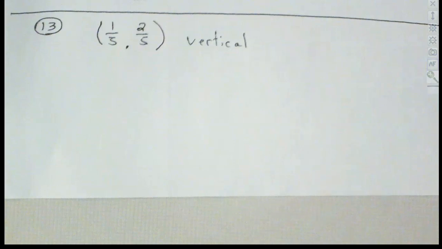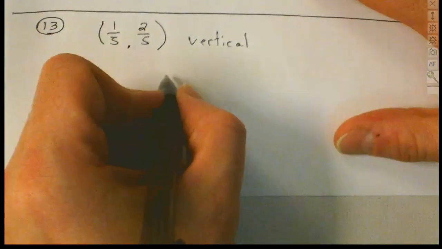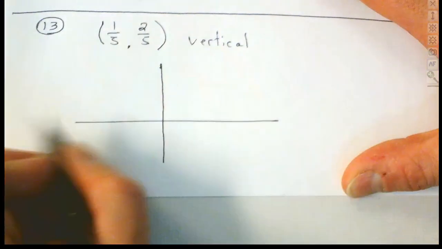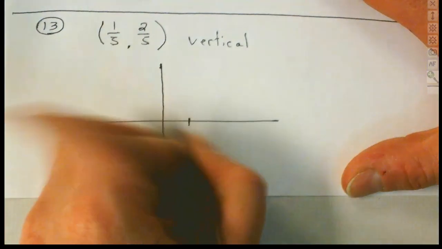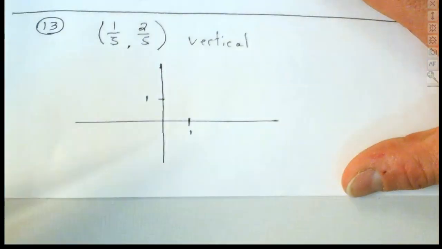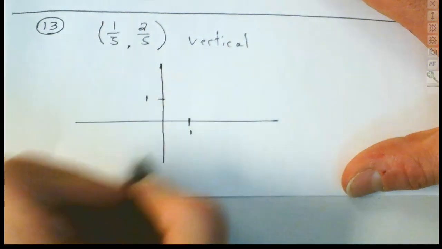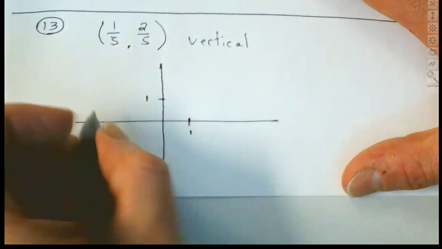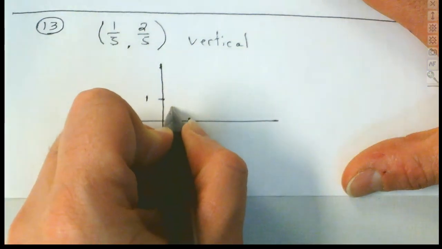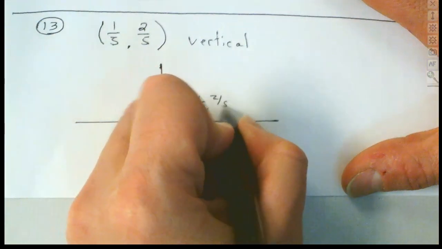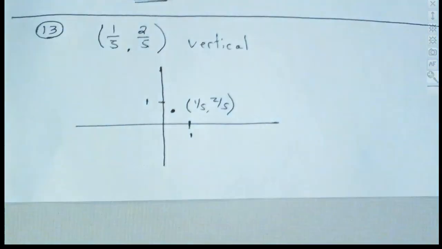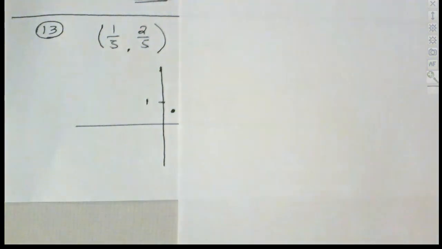So let's take a moment to think about this graphically. Let's plot our point. 1/5, comma, 2/5. Well, 1/5, 2/5, there's 1, and there's 1. We'll kind of make it a larger space here. So 1/5, comma, 2/5 is going to be about, right about there, let's say. Now, what kind of line are we looking for? We are looking for a vertical line, aren't we? Okay, so vertical line.